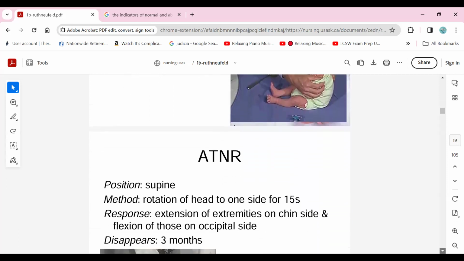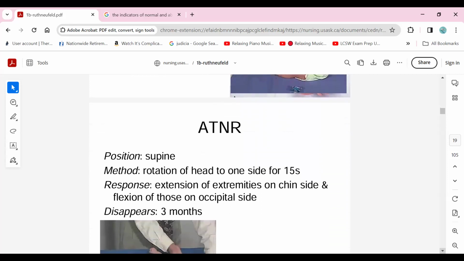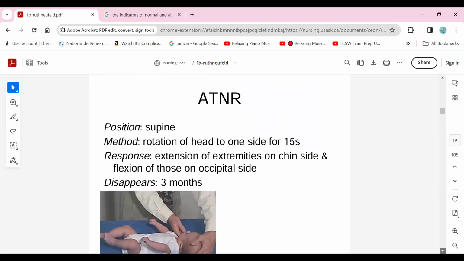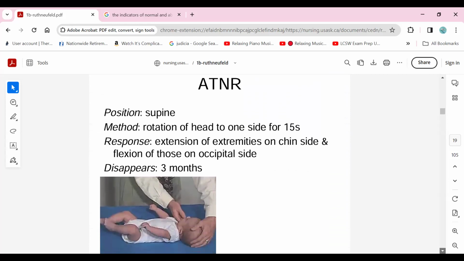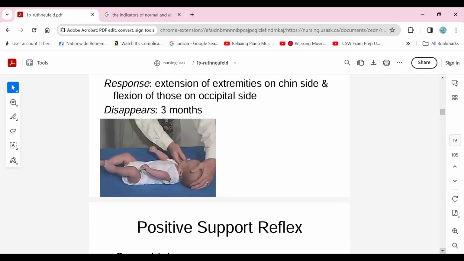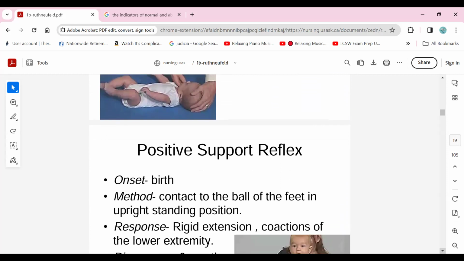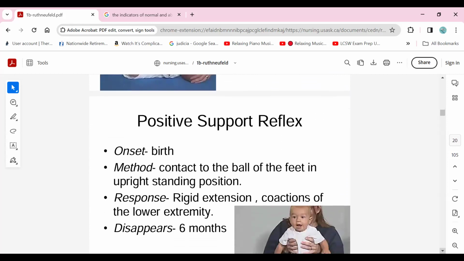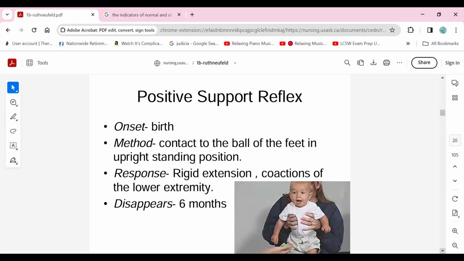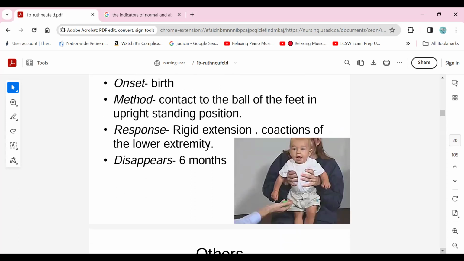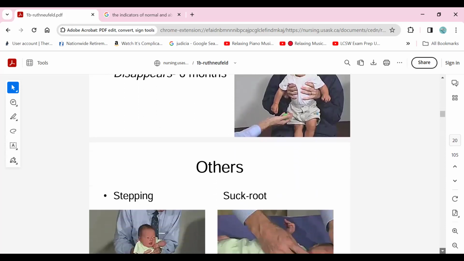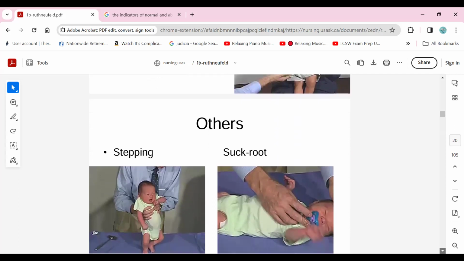ATNR. Position: supine. Rotation of the head to one side for 15 seconds. Response: extension of the extremity on the chin side, flexion on the occipital side. Disappears at 3 months. Positive support reflex, onset at birth. Method: contact to the ball of the feet in upright standing position. Response: rigid extension co-contraction of the lower extremities. Disappears at 6 months. Others: stepping and suck root.